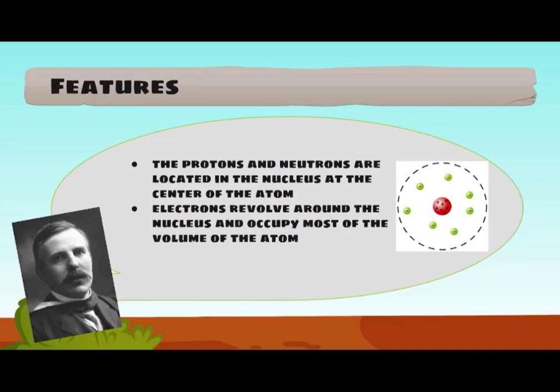For the features, he mainly found that the protons and neutrons are located in the nucleus, which is at the center of the atom, and that electrons will revolve around the nucleus and occupy most of the volume of the atom, as shown in the diagram on the right.